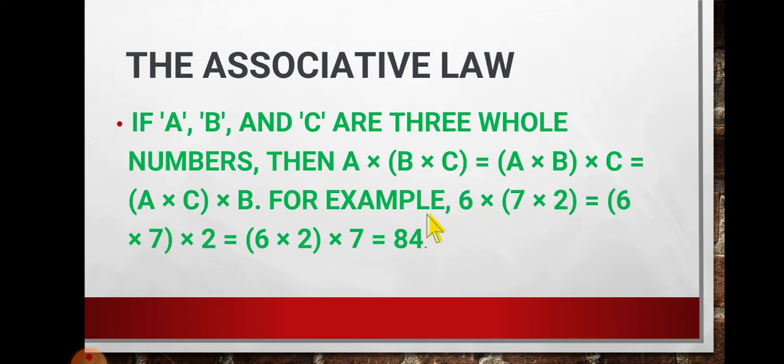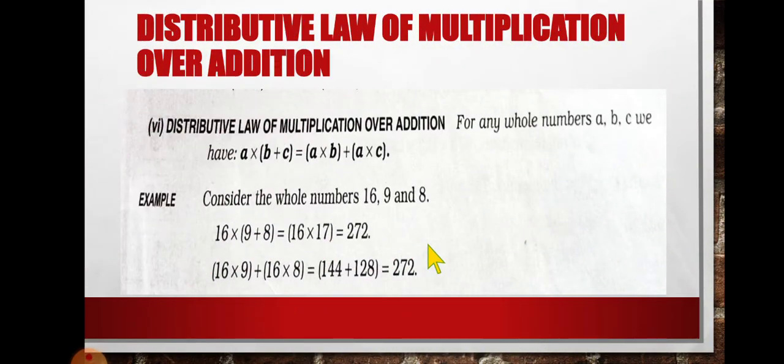Let's see the example. We have three whole numbers, 6, 7 and 2. On the left side we multiply the last two whole numbers, 7 multiplied by 2, then we multiply by 6, and we will get 84. Otherwise on the right-hand side we multiply the first two numbers, 6 multiplied by 2 is 12, then multiply by 7, and then also we will get 84. Let's see our next property.